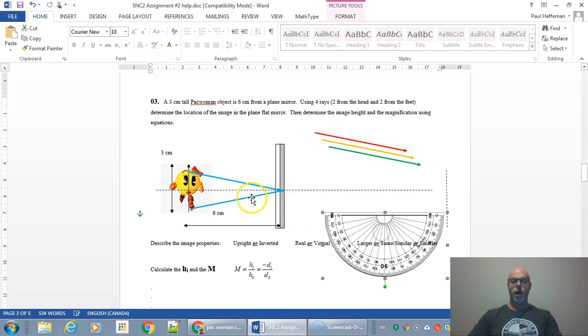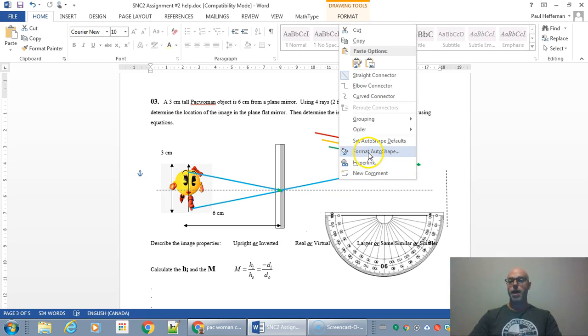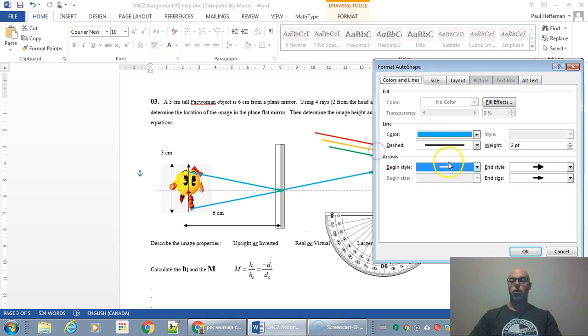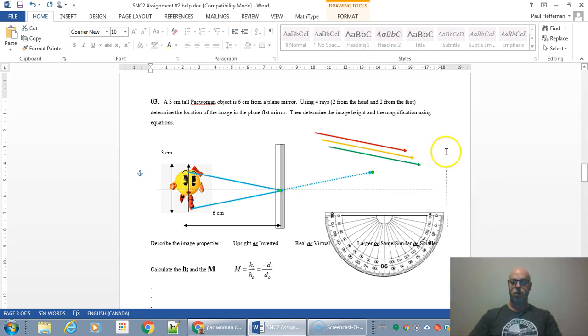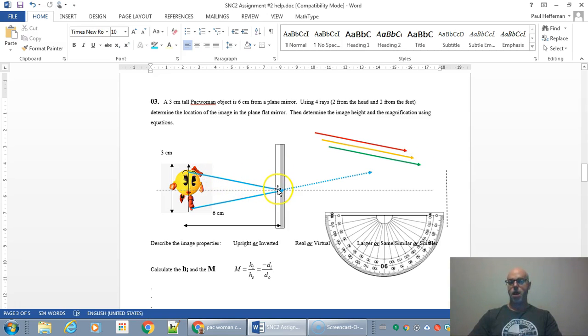Now what you want to do is draw an extension line for your reflected ray, to basically just extend the line behind the mirror. And to show that it's an extension line, a good thing you can do is turn it into a dashed line like this. So I got one ray done. This incident ray hits the mirror, bounces off at the same angle, and then we draw the extended line.